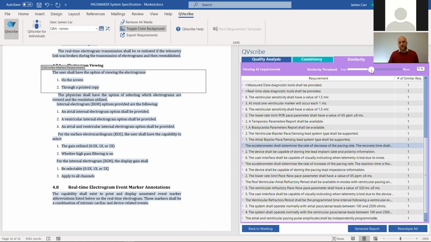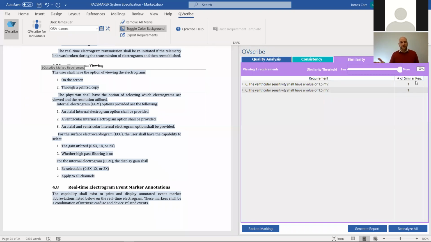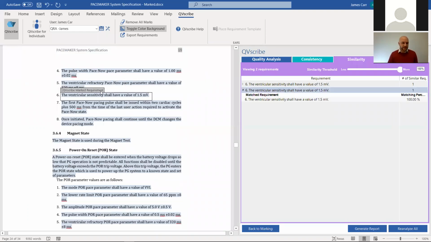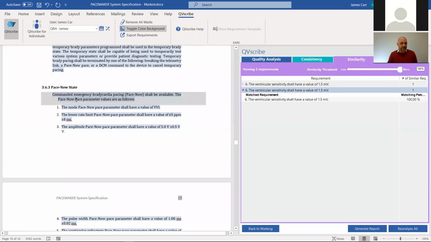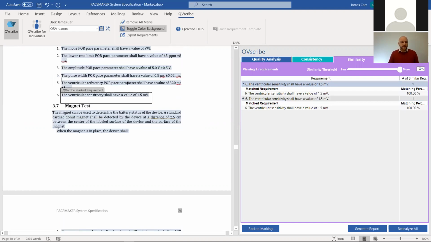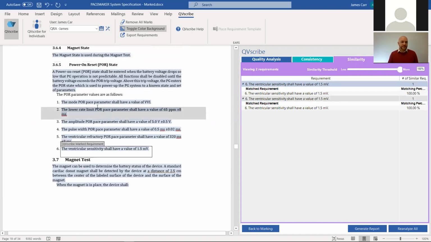So for example, I can use this slider here, bring the threshold up to 100%, and it will show me if I have two requirements that are exactly the same. So the ventricular sensitivity shall have a value of 1.5. Why am I saying this twice? Okay, well, let's look at them in context. If I click on it here, I can see that the first instance is under this pace now state. So in one state, the requirement is that it shall have a value of 1.5. But that's also true of this other state, the power on reset state.